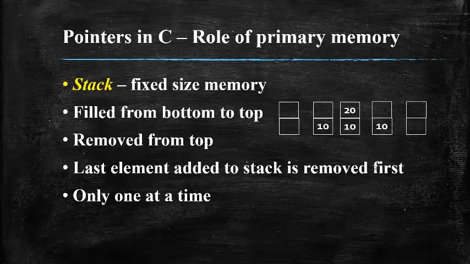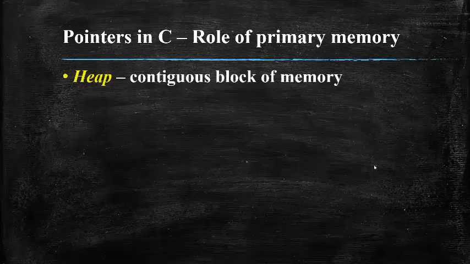So next we will see the concept of heap. So heap is also a fixed size memory, but it's actually a contiguous block of memory. So continuous block of memory, something similar to your stack. So this is just a small illustration of how your heap looks like.